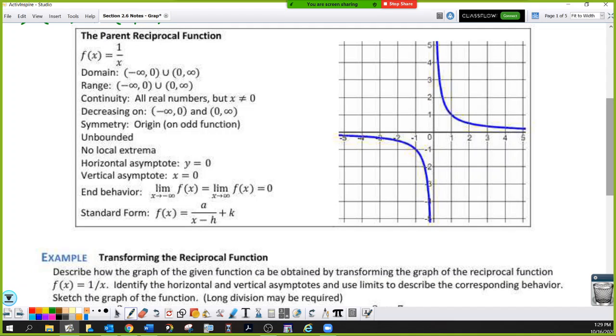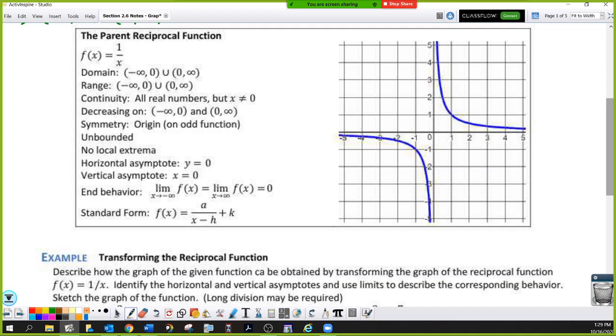It's decreasing to the left of the y-axis. I said that backwards. It's decreasing everywhere. I'll be okay. It's decreasing everywhere. I'll be fine. Whew. Had a brain fart for a second there. It's unbounded, clearly. It's got no local extrema. I've already mentioned the horizontal and vertical asymptotes. We've already seen the end behavior.